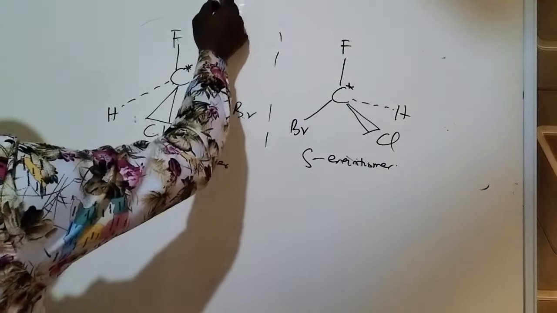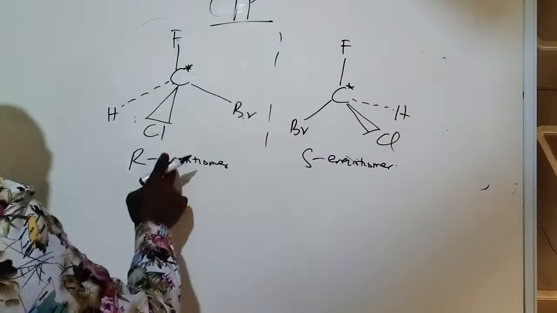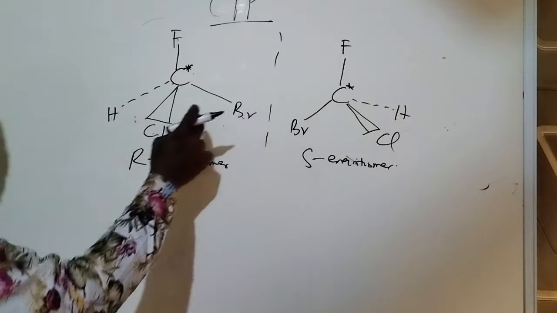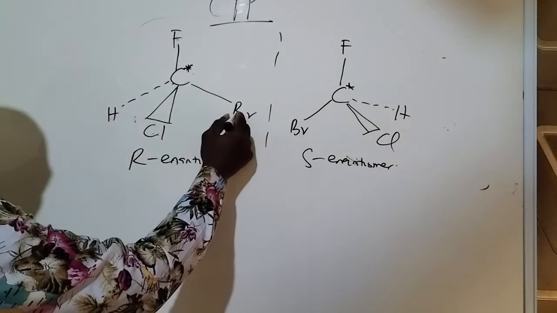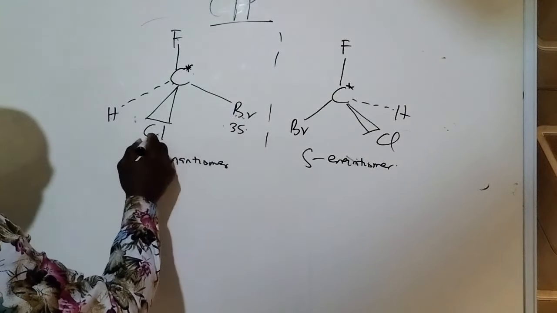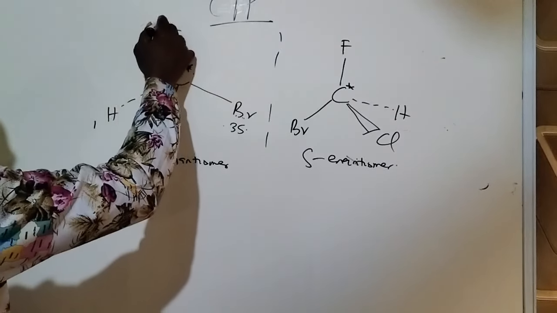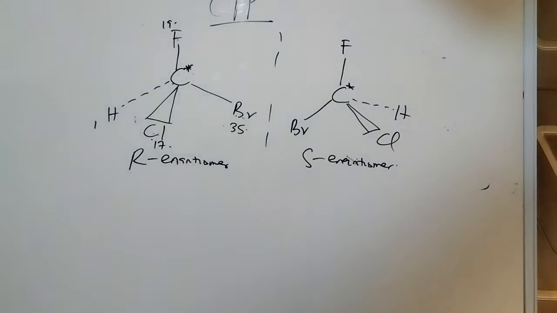Now let's look at the CIP system. Why do we call this the R enantiomer? According to these gentlemen, Cahn, Ingold, and Prelog, in this system of naming, we find the atomic numbers of the atoms. The atomic number of bromine is 35, chlorine is 17, hydrogen is 1, and fluorine is 19. Now, the compound is named in priority of decreasing atomic number, that is from the highest atomic number to the lowest.